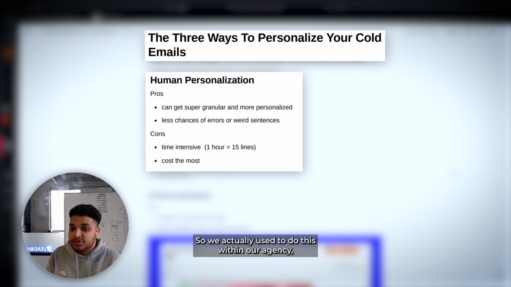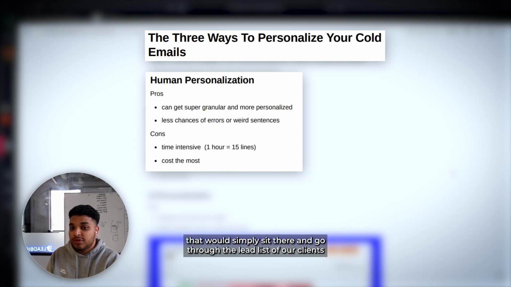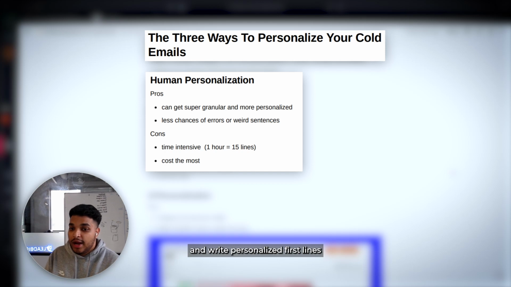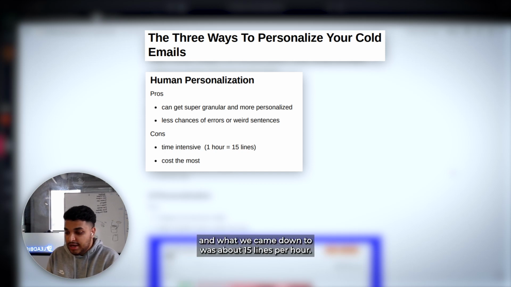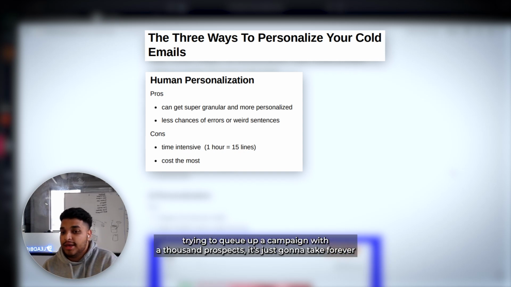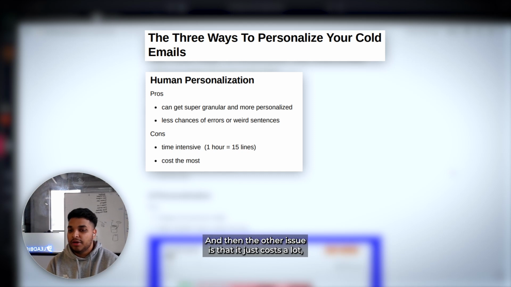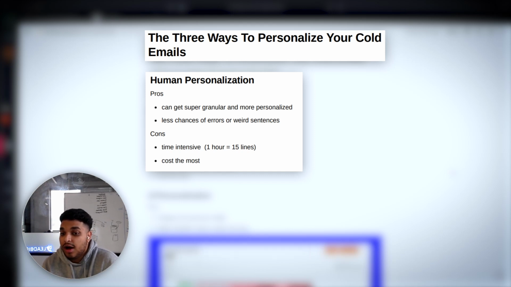We actually used to do this within our agency. We used to have a team of about 4 line writers that would simply sit there and go through the lead list of our clients and write personalized first lines. What we came down to was about 15 lines per hour. So it was just super time intensive, because if you're trying to queue up a campaign with 1,000 prospects, it's just going to take forever for your VA to go through and get you some quality lines. And then the other issue is that it just costs a lot, right?